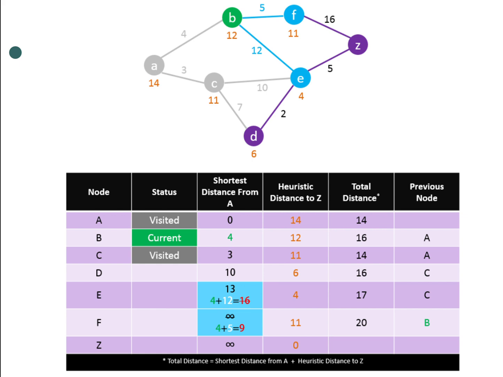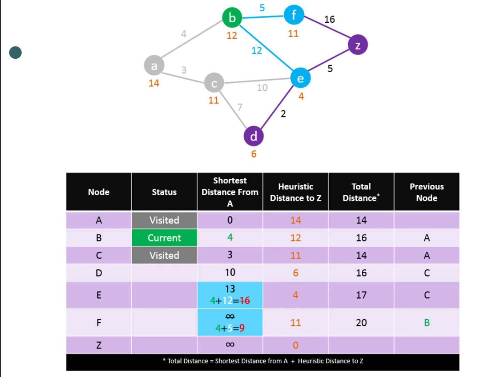Now we are visiting B. B is the current node. B has two possibilities. We can traverse from B to E or B to F. First, from B to E. From B to E, you are supposed to traverse from A to B and B to E. From A to B is 4 and from B to E is 12. So the sum of 4 plus 12 is 16.